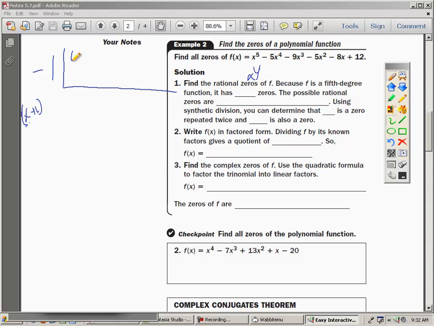All right, so this is 1, -5. Remember, this is +9, -5, -8, and 12. And we're going to go ahead and do our synthetic substitution.